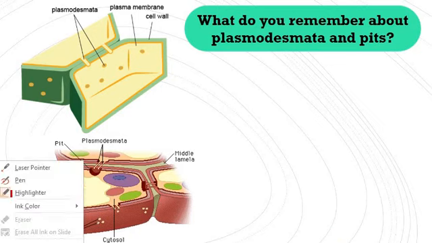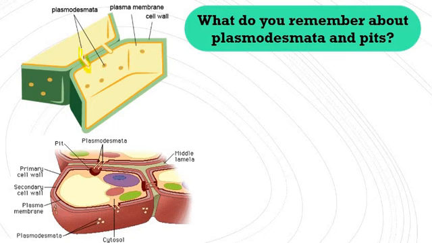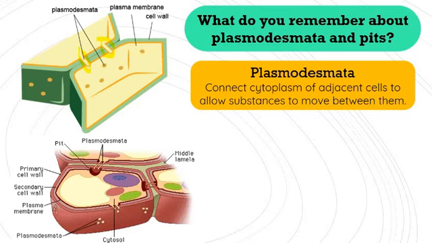So plasmodesmata we can see as these tubes connecting two cells together here. So plasmodesmata connect the cytoplasm of cells next door to each other, adjacent cells, to allow substances to move between them.